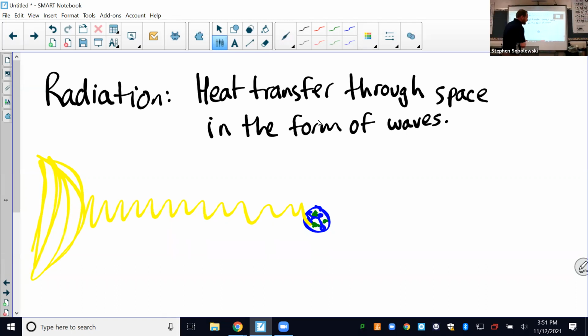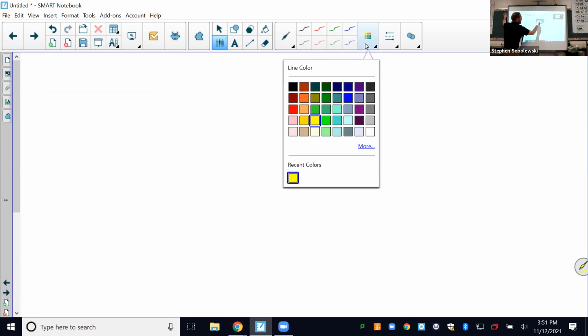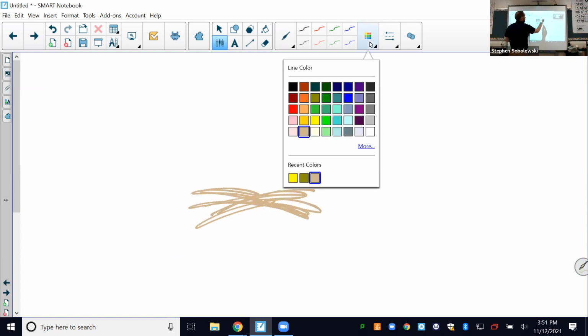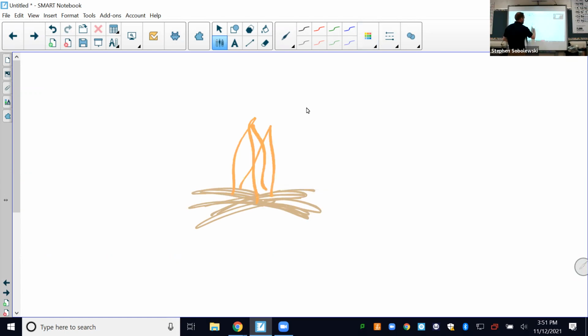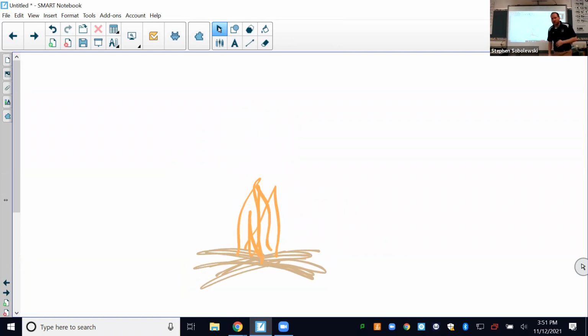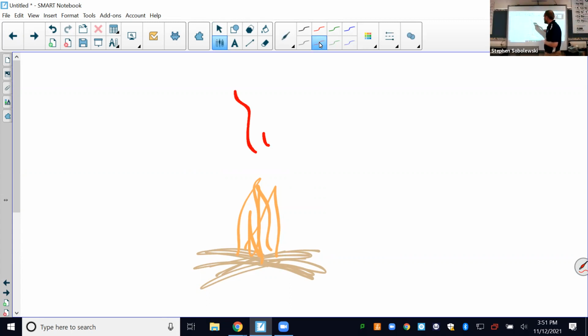So those are the three types of heat transfer, and I like to describe this in a campfire metaphor. If you're looking at a campfire, let me get some brown here. Okay, so here's your wood. And let's get some fire going. Okay. So if you have a campfire going, and I would ask you where you would feel convection the most. Think about what you would say for that. Well, the best place you would feel convection would be in the hot air rising up above it here. So here's your convection.